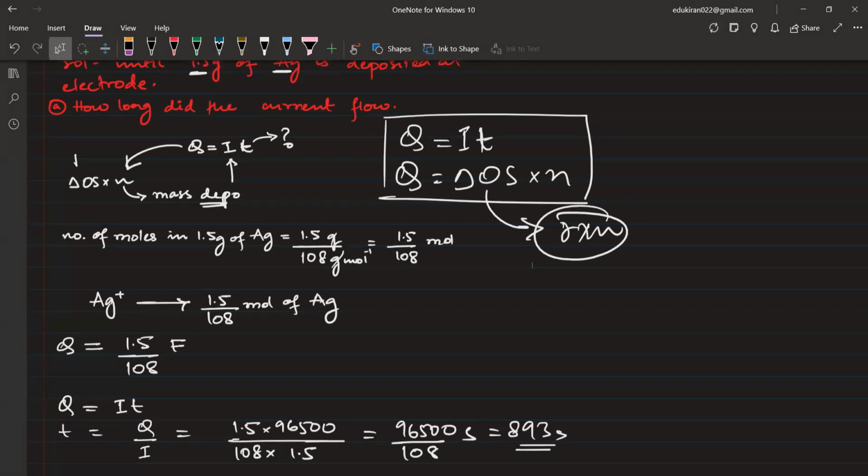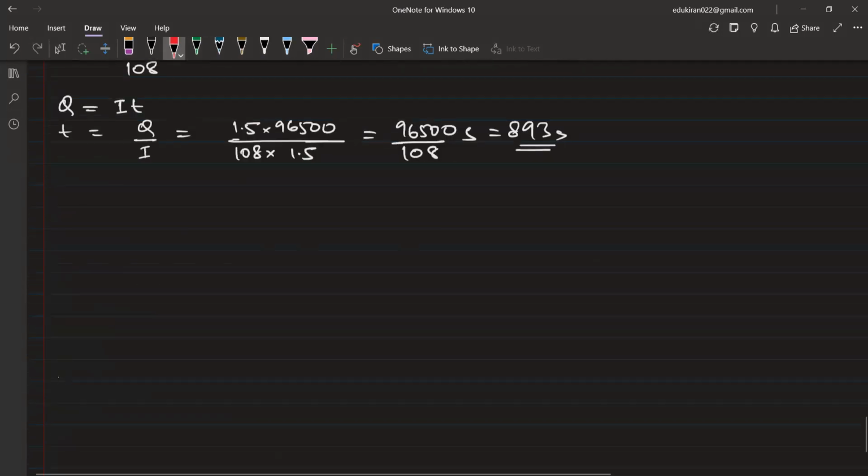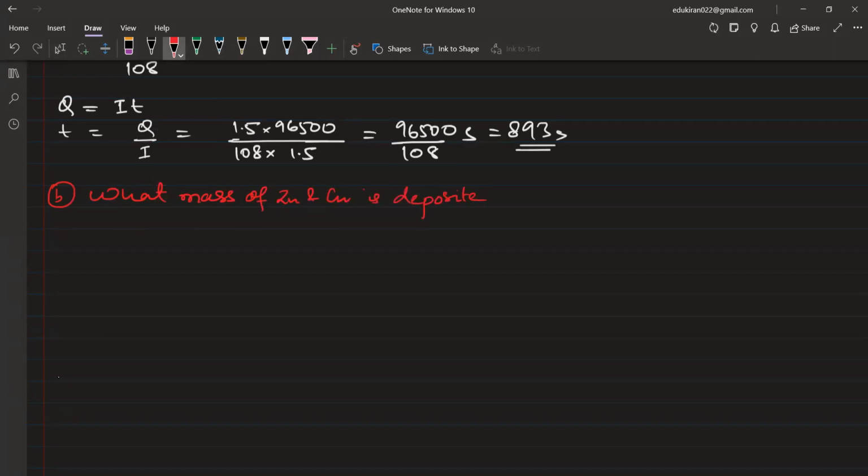Okay, fine. Let's move on to the B part of this question. Write the B part. What mass of zinc and copper is deposited? Okay, now if I talk about this question, then let's talk about zinc first.